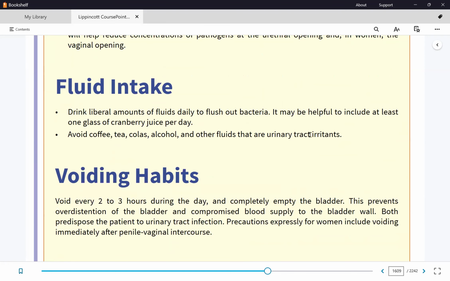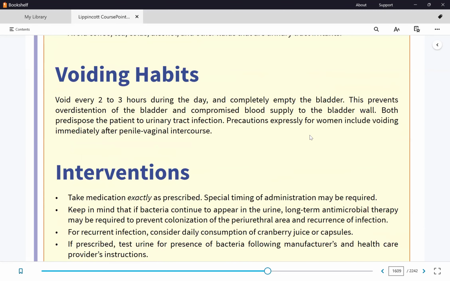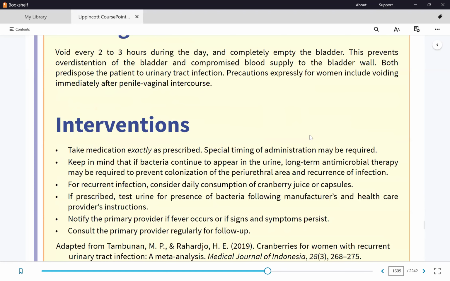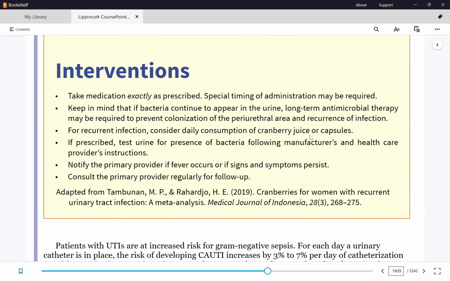Increase fluid intake, again, avoid these beverages. And then frequently empty the bladder. Do not hold. Easy to say if you're not a nurse, yeah? Oh yeah, they're going to get UTIs. They get a lot of UTIs.